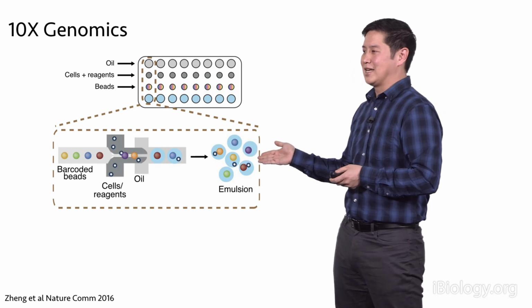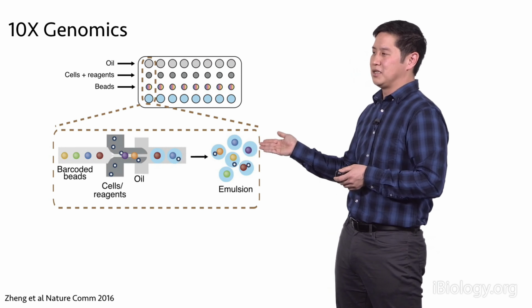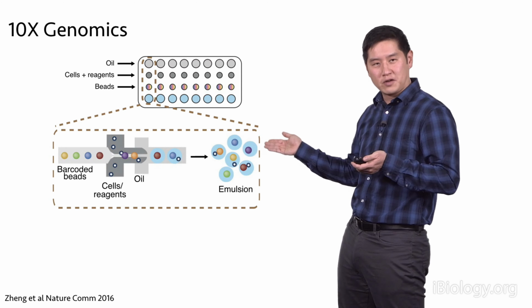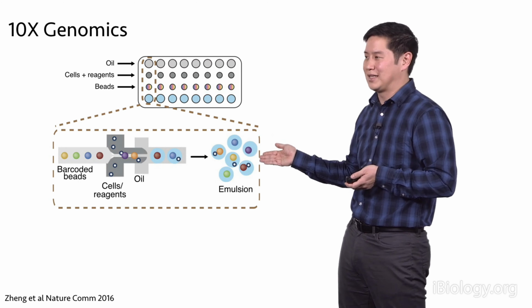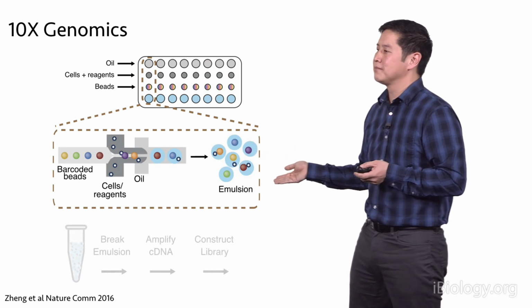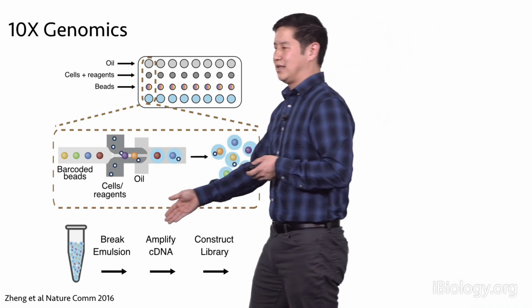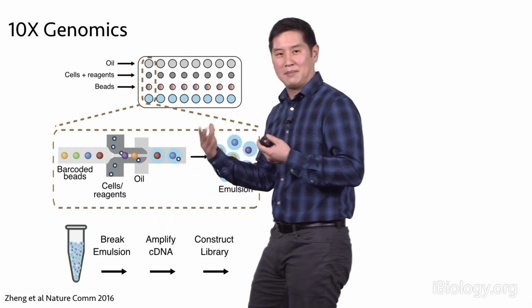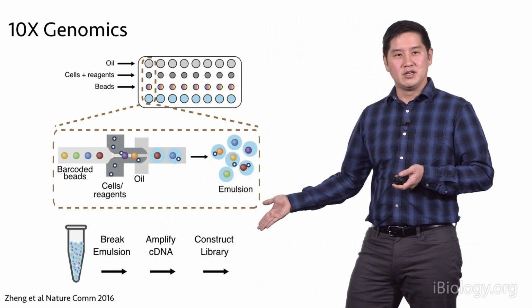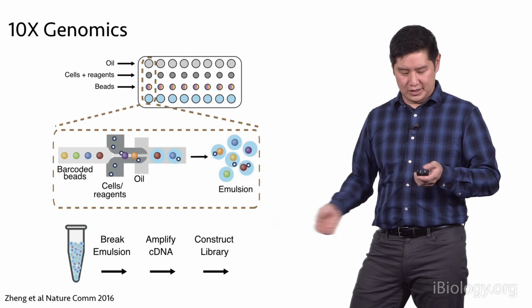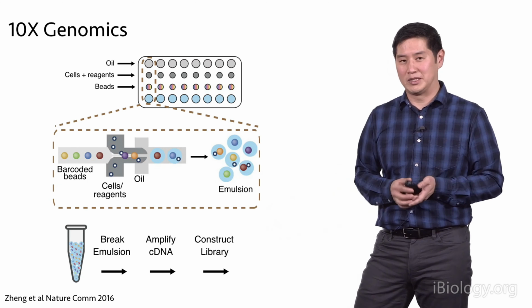Another difference with this technique is that inside of these droplets, you don't just have capture, but you also undergo reverse transcription within these droplets, which is one other difference. So at the end of this reverse transcription reaction, you break the emulsion, you take the cDNA and amplify it in a single tube, and then you construct your sequencing library again in a single tube, and then you can sequence this on the sequencer.